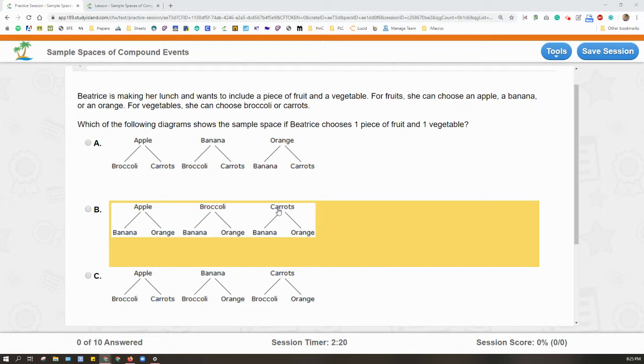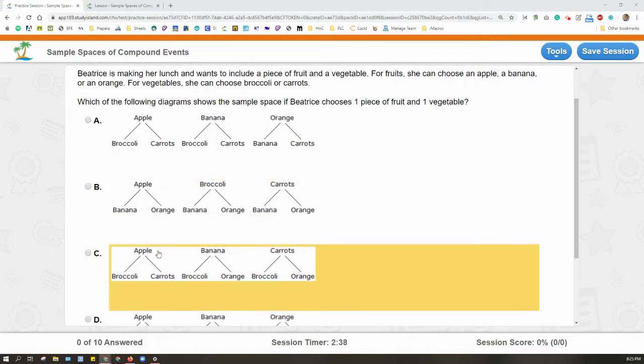If we look just at the carrot tree over here, it has carrot orange, it has carrots banana, but there's no option for carrots and apple. So if you're going to start with one of the two vegetables, then each of those trees should have three branches. So B is not right.